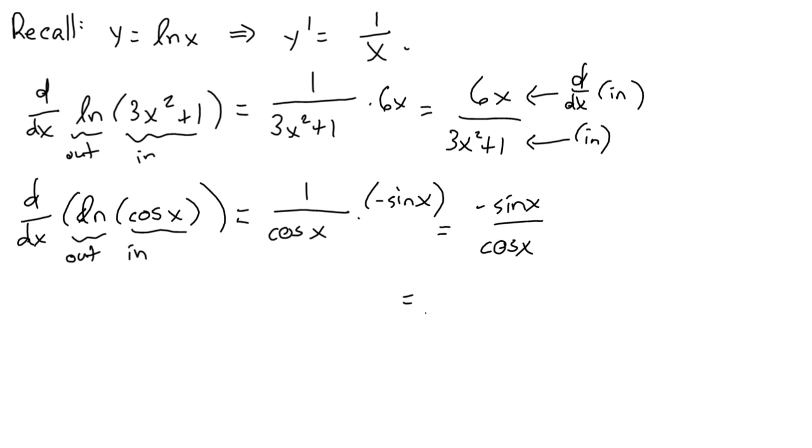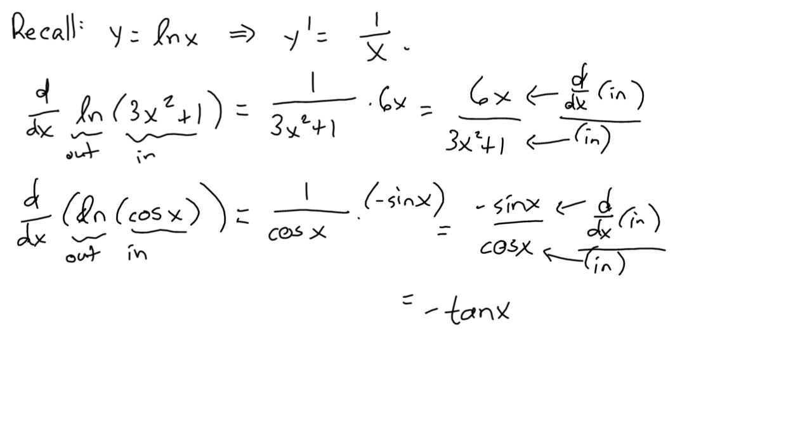And of course you can write this as negative tangent x. The reason this is important in calculus too is because if you want to know what function has derivative tangent x, it's negative natural log of cosine of x, believe it or not. And again, let's just note that this is the derivative of the inside divided by the inside function. And that's how logarithmic derivatives always work.